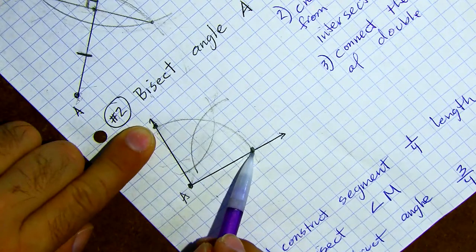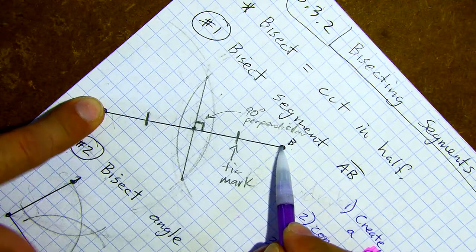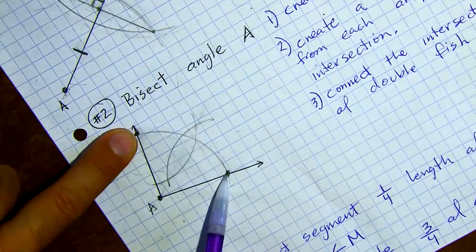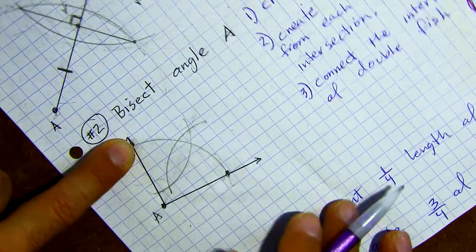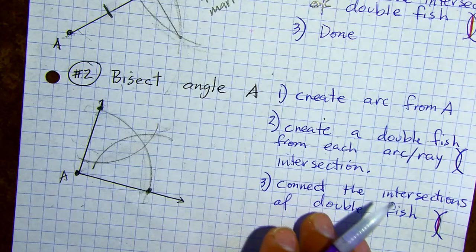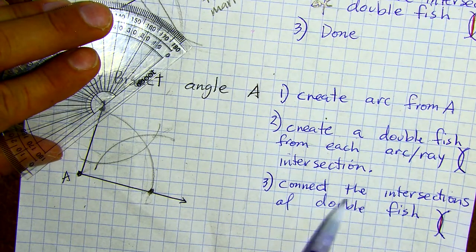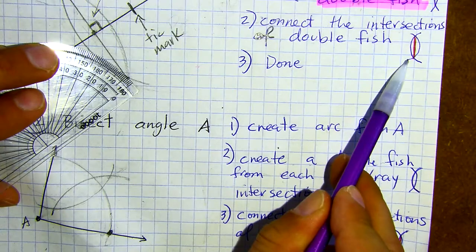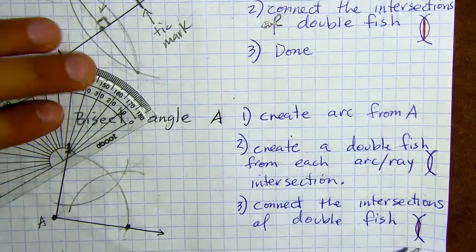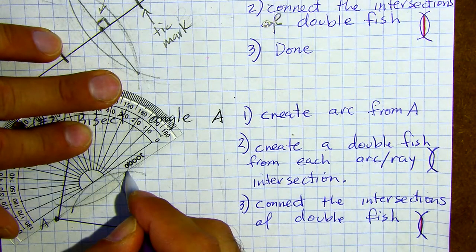The double fish is going to be right in the middle, in the same way that the double fish was right in the middle of these two points. The only difference is the two points we're starting with are parts of the angle. That's it. Anything hard about this? Nope. All right, so watch. Create the double fish from the arc-ray intersections. Connect the intersection points just like before. It's the same exact thing here and here. The only difference is, look, I'm going to bring it all the way through the vertex.